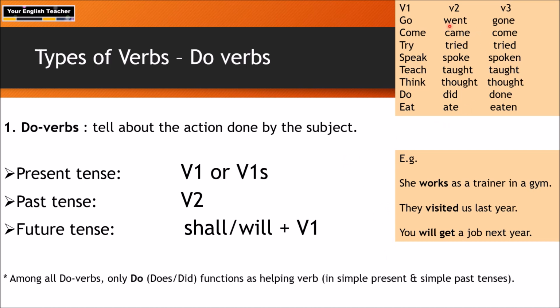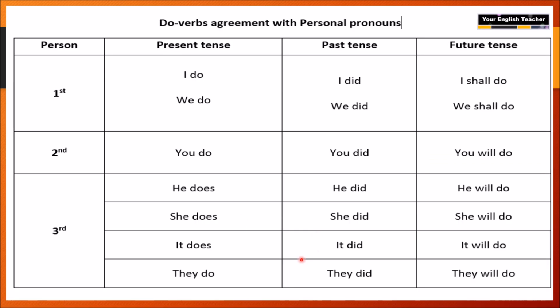And among all these do verbs, there is only one verb, that is do, that functions as a helping verb in simple present and in simple past tenses. And all other verbs, they do not function as helping verbs. And here you can see the do verbs' agreement with personal pronouns.